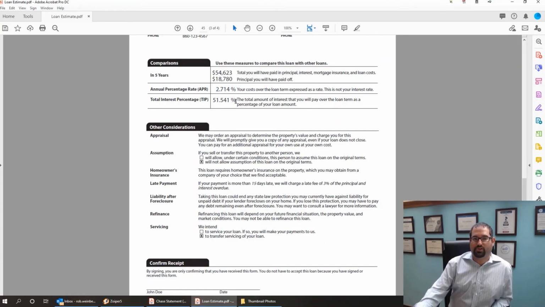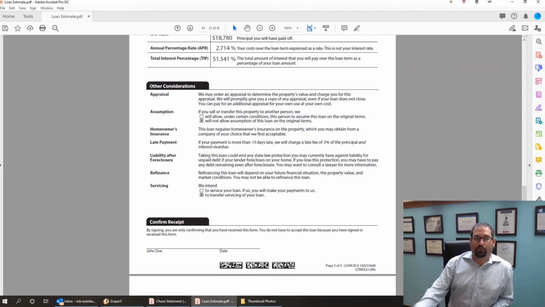The total interest percentage is the total amount of interest you'll pay over the entire term of the loan, in this case a 30-year loan, as a percentage of your loan amount. Okay, so this can be a huge number. That's not your interest rate. Again, it's the TIP, total interest percentage, over the entire term of the loan.